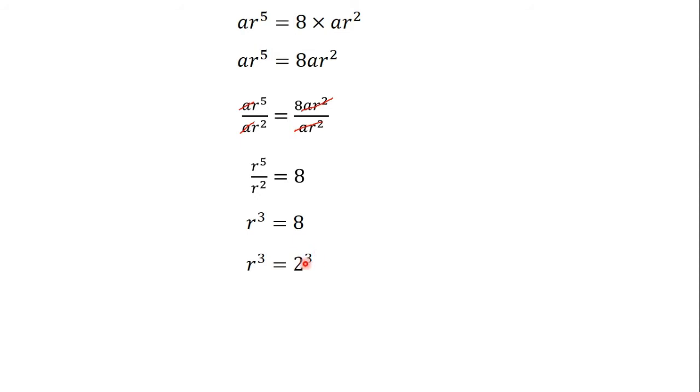We have r^3 is equal to 2^3. The exponents are the same. We can equate the bases. The base on the left hand side is r. The base on the right hand side is 2. So r is equal to 2. This means that the common ratio of the GP is 2 because r is the common ratio.